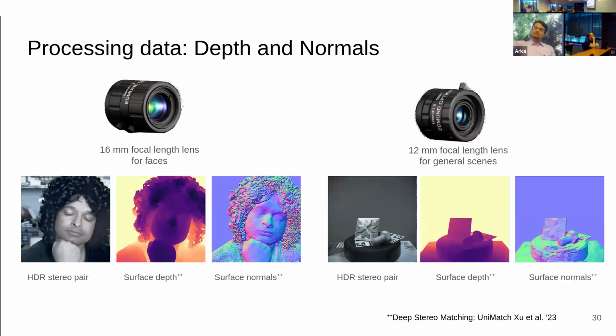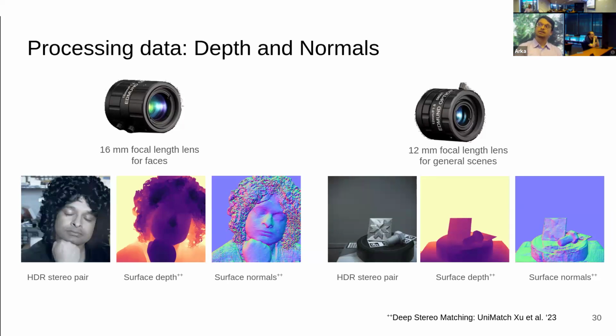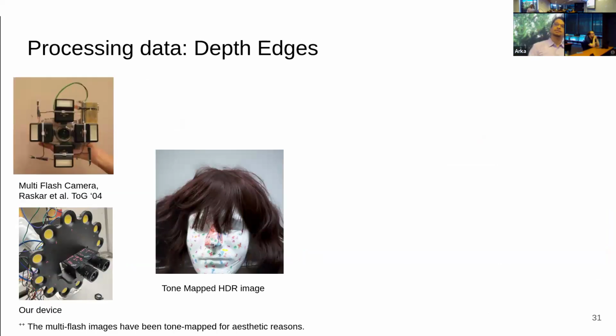For scenes where we have smaller objects a bit far away from the camera, we used 12mm focal lens, and we imaged them from about 500 millimeters to a meter away. And the rest of the pipeline was similar. We had a stereo pair, we had surface depth from deep stereo, and we had gradient to surface depth to calculate the normals. Apart from depth and normals, we also capture another geometric quantity, which is the depth edges.